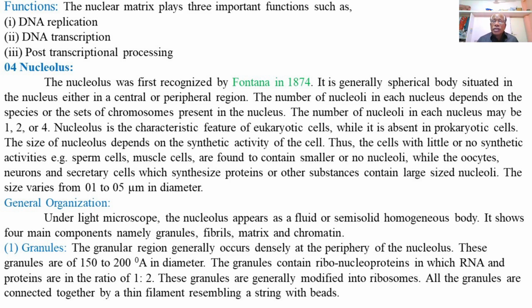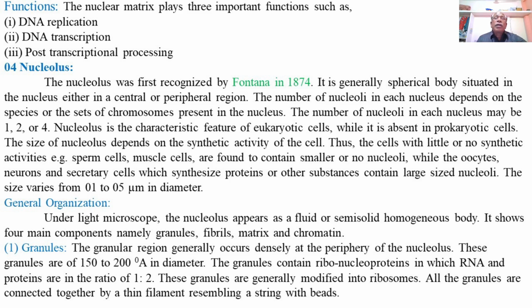So the nuclear sap or the nucleoplasm is a very important material, providing the requirements for DNA duplication, DNA transcription, and post-transcriptional processing such as translation, and might be energy synthesis. So all kinds of activities occur in the nucleus with the help of the nuclear matrix. So this is what we have about the nucleoplasm.